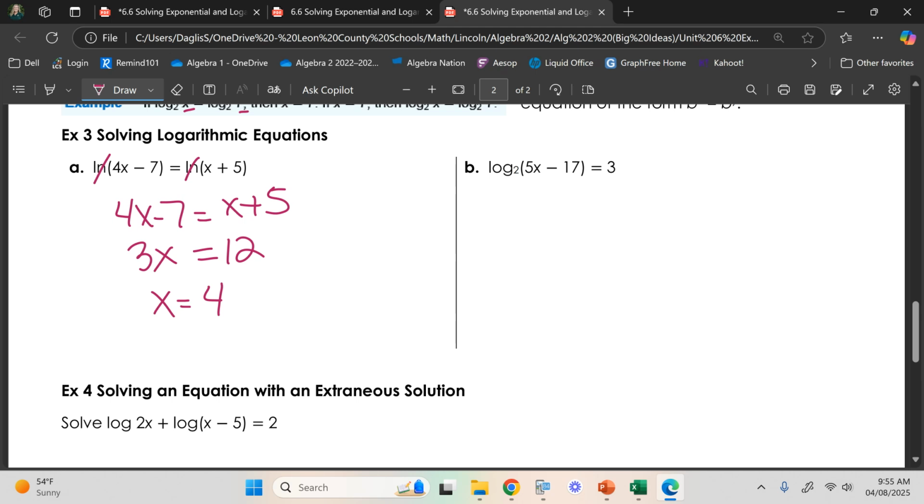So again, we're just going to make sure that that 4 doesn't give me a 0, a negative, or an imaginary. So 4 times 4 is 16 minus 7 is, say 9. There you go. So that first one is natural log of 9. That's good. We like it. Other side, what is 4 plus 5? 9. So we get natural log 9 equals natural log 9. 9 is positive and real. We're good. Okay, so 4 is my answer. Remember, this usually becomes a problem when we have 2 answers, right? And then usually one of them doesn't work.